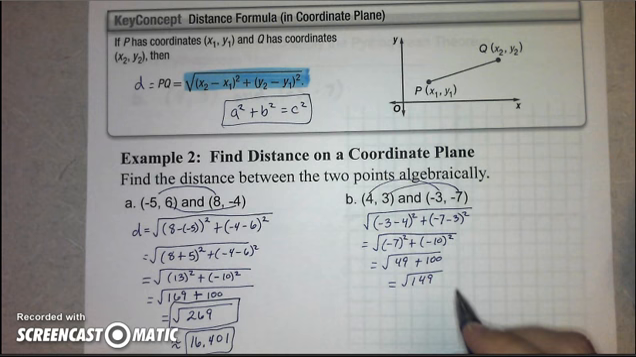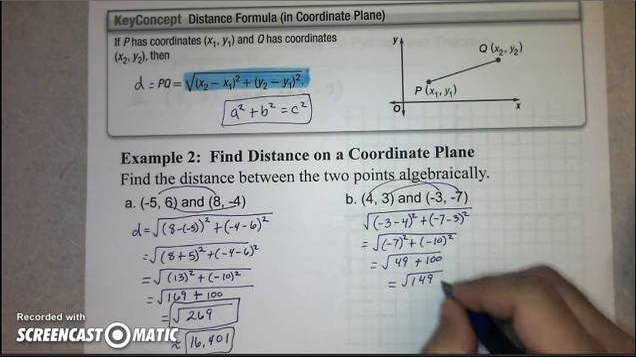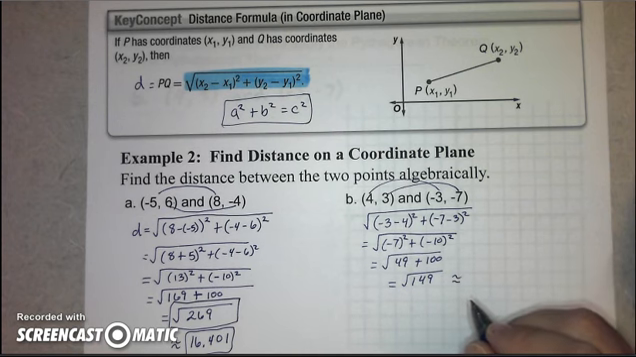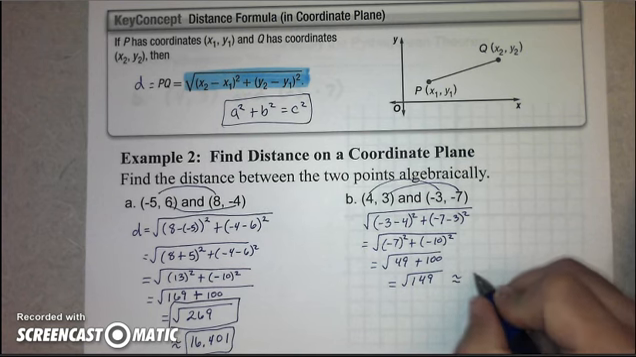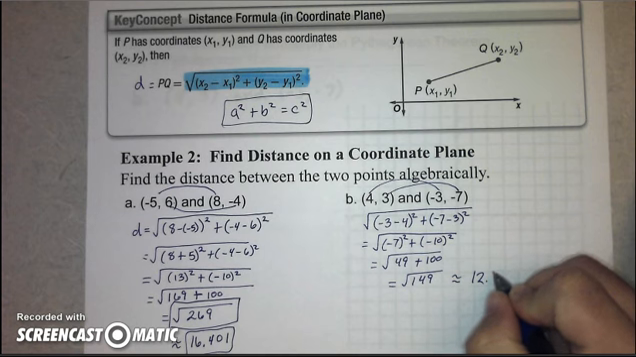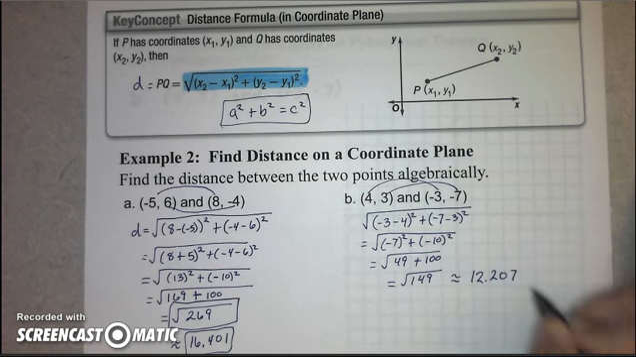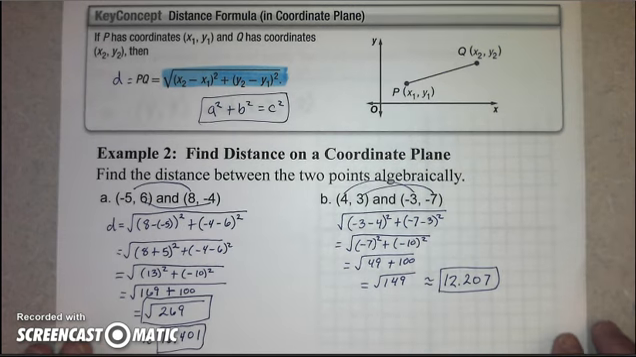Again, that is not a perfect square. Probably doesn't have any perfect square factors that work out very well. So written exactly, we could leave it like that, or we can use our calculators and get that that's about 12.2065, so we'll make it 12.207. Alright, and so that's the distance formula.